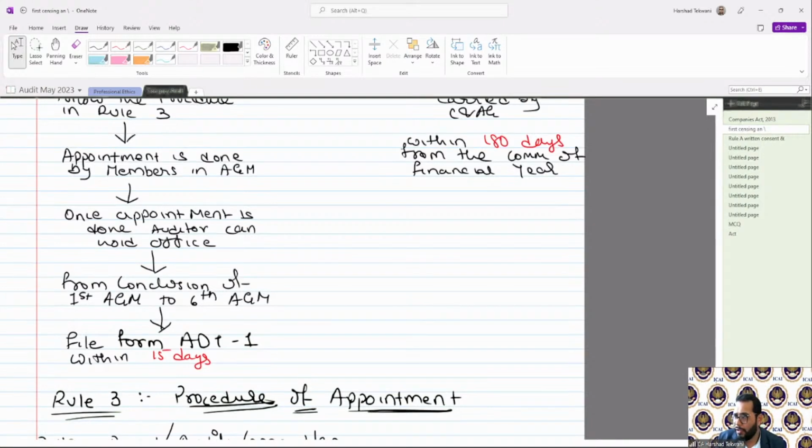Rule 5 I just now discussed. There is another question whether the first auditor is required to file ADT1. The answer is yes. Manini, can you rewrite your question on rule 3, rule 4, just to understand in further detail? 15 days from the date of appointment for ADT1.